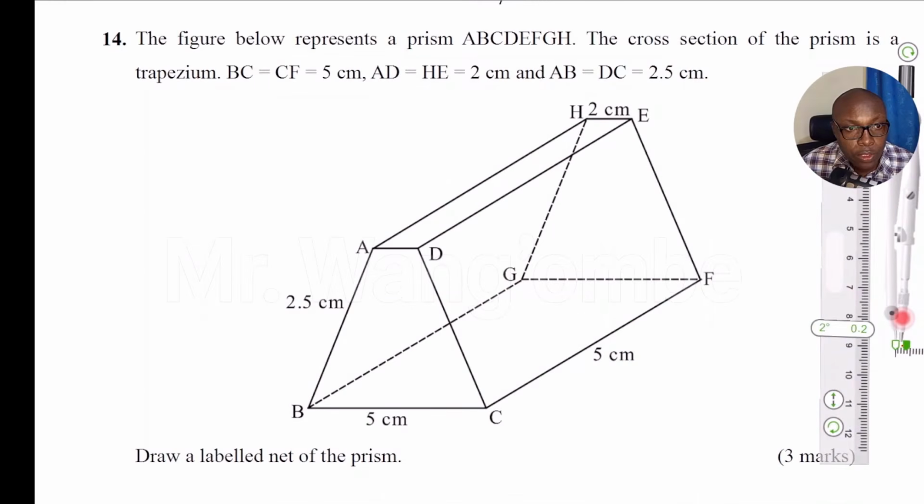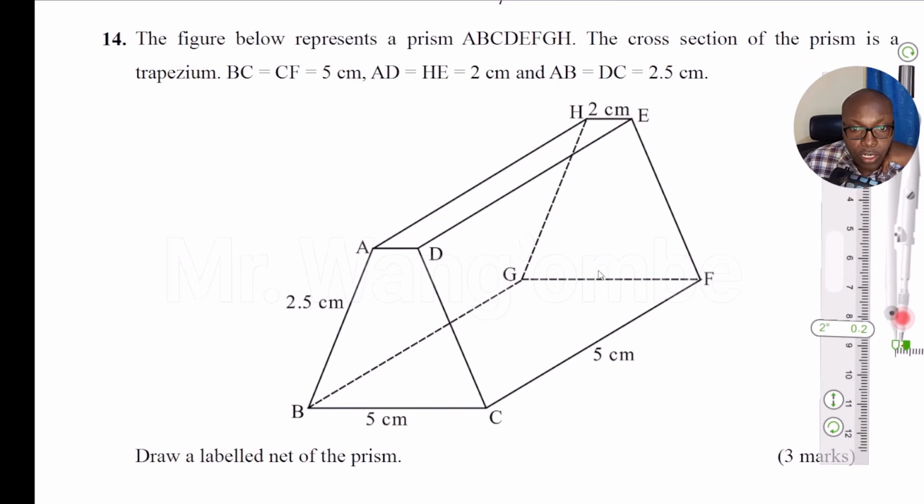Question 14. The figure below represents a prism ABCDEFGH. The cross section of the prism is a trapezium. BC is equal to CF is equal to 5 centimeters. AD is equal to HE is equal to 2 centimeters. And AB is equal to DC is equal to 2.5 centimeters. Now, the question is: draw a labeled net of the prism.